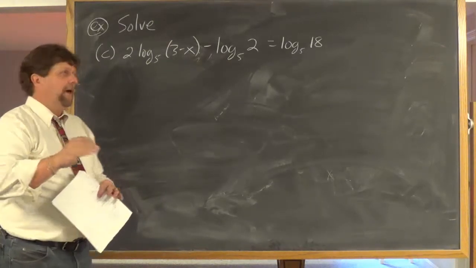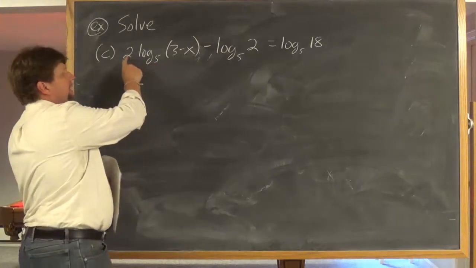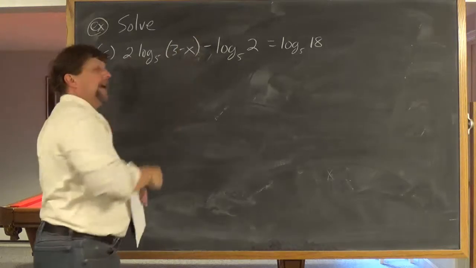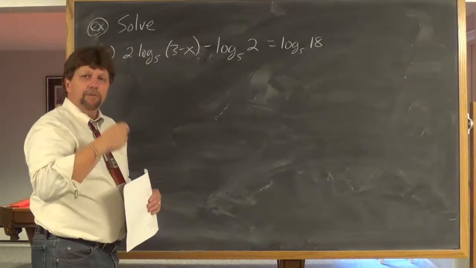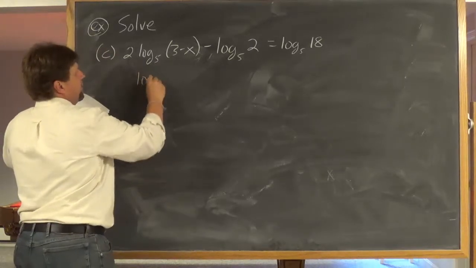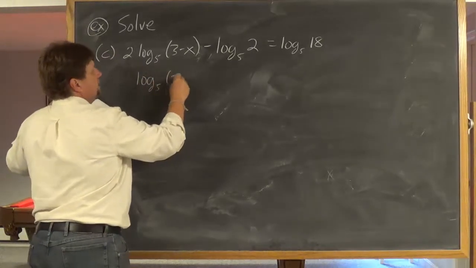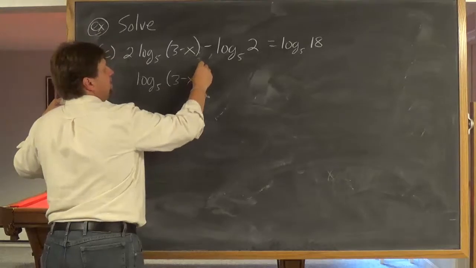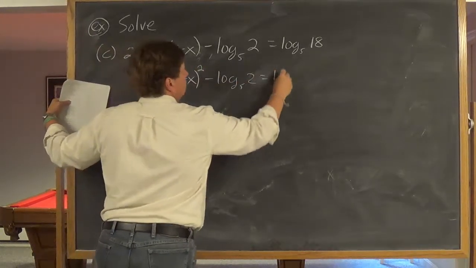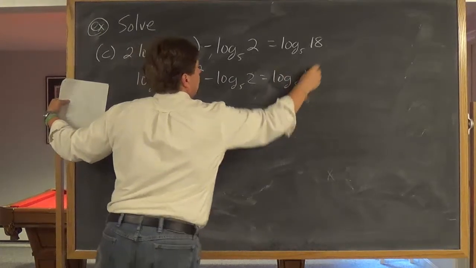Looks like we're going to have to use some of those laws of logarithms. First law of logarithm I would use over here on the left side is this 2 that's here. I can put that 2 back up here in an exponent position using property 3 or law 3 of logarithms. So that's what I'll do first. Rewrite this as log base 5 of 3 minus x squared minus log base 5 of 2 equals log base 5 of 18.